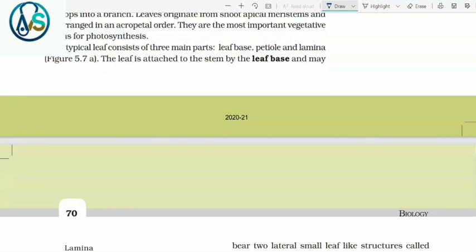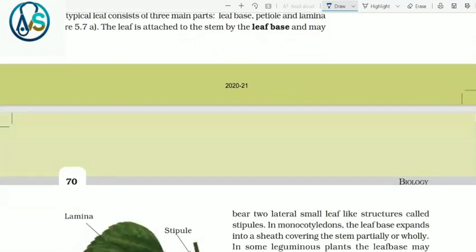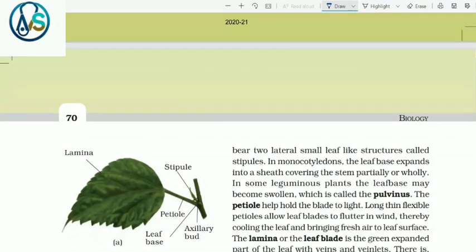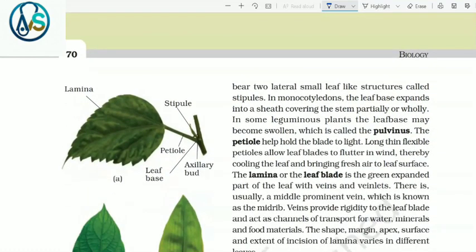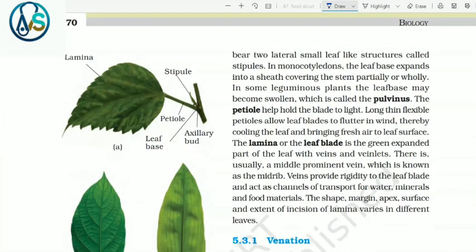A typical leaf consists of three main parts: leaf base, petiole and lamina. The leaf is attached to the stem by the leaf base and may bear two lateral small leaf-like structures called stipules. In monocotyledons, the leaf base expands into a sheath covering the stem partially or wholly. In some leguminous plants, the leaf base may become swollen, which is called pulvinus. The petiole helps hold the blade to light.